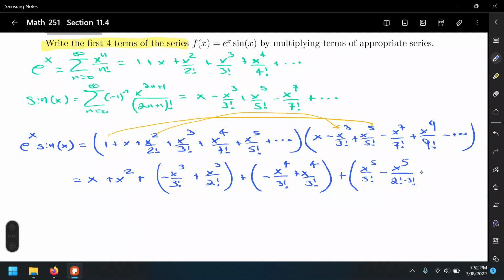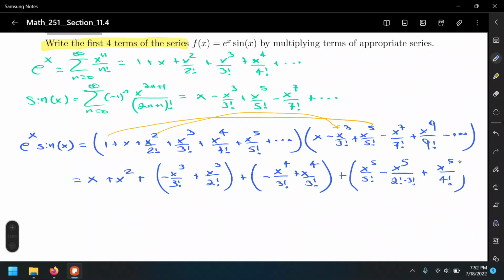And plus, okay, one more. Let's see if there's another way. Well, the x cubed times x, that's x to the 4th. X cubed times x cubed, well, that's x to the 6th. Well, no, that's not going to do it. What about this x to the 4th? X to the 4th times x. Oh, that's going to be an x to the 5th. X to the 5th over 4 factorial.